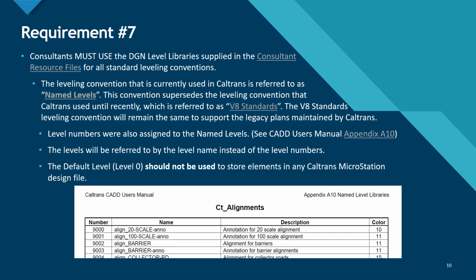In the named levels leveling convention, level numbers were also assigned to the named levels. However, the levels will be referred to by the level name instead of the level numbers. The graphic at the bottom of the screen is an example from Appendix A10 that shows the level number, the level name, a description of the data on that level, and the color the level data should be on. The default level or level 0 should not be used to store any elements in a Caltrans MicroStation design file.